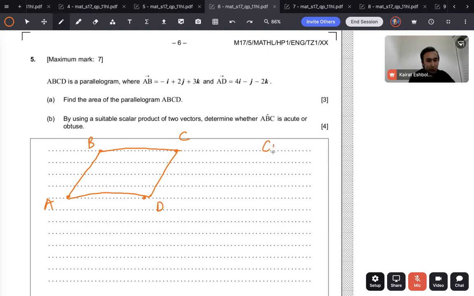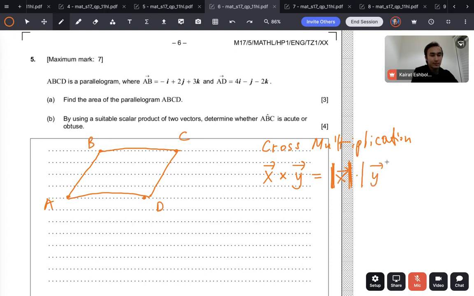Now guys, there is a concept that's called cross multiplication of vectors. So how does it work? Basically, let's say we have a vector x and you want to multiply this with vector y, cross multiplication. You put the cross in between them, and that's going to be equal to the magnitude, the length of vector x, times the magnitude of vector y, and then times the sine of the angle, sine theta. Theta here is the angle between x and y.